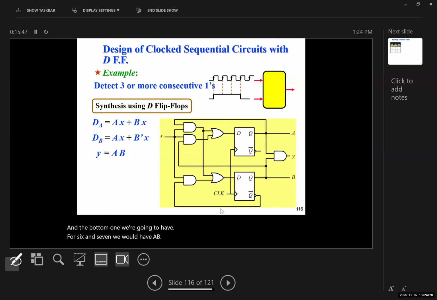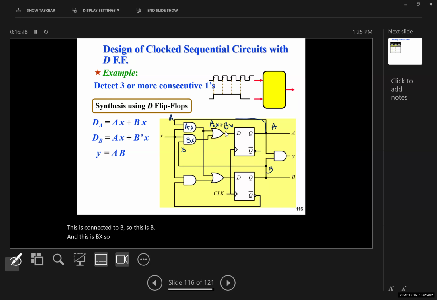Now, using these three equations, we can build it for the D flip-flop. As you know, the D flip-flop is also called the data flip-flop. It's capable of storing 1 bit of data. So we will directly connect DA, which is AX plus BX, to the input D of the first flip-flop. Again, this is A because it's connected to A, so this one would be AX. And here, this is connected to B, and this is BX, so this would be AX plus BX.